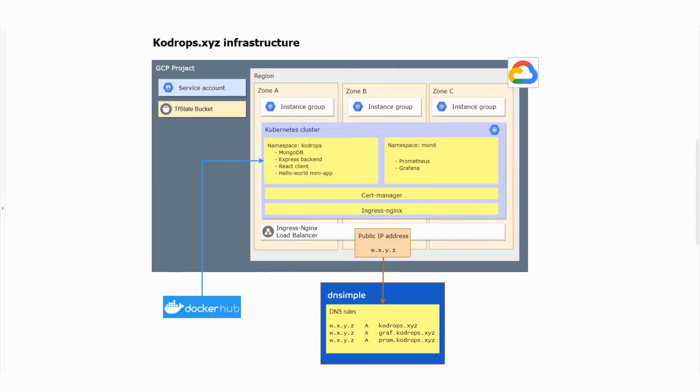Zonal clusters are nice and simple, but regional clusters are more resistant to failure, so that's what I'll be showing in these videos. In any case, GKE makes it very easy to switch between the two types. It just depends on whether you specify a region or a zone for the location of the cluster.